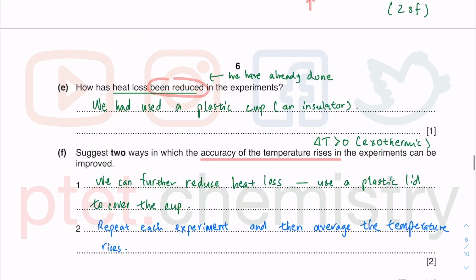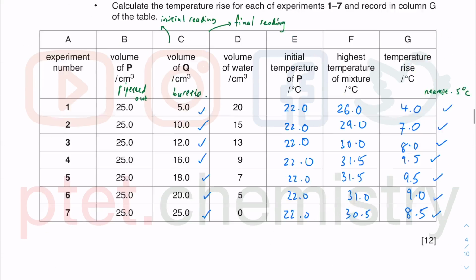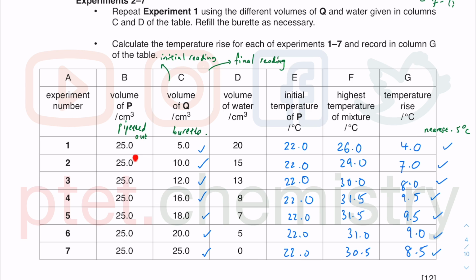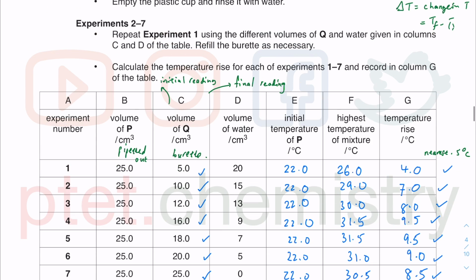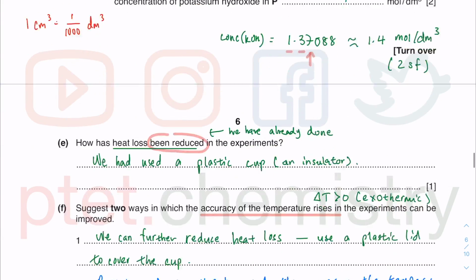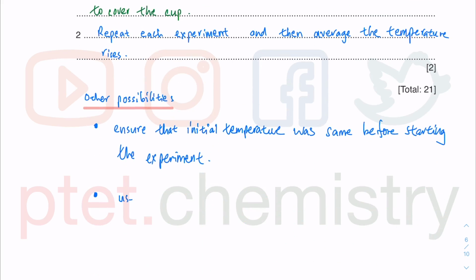So earlier, remember that we had used a burette to measure the volume of Q. We use a burette here, but the volume of water was measured using a measuring cylinder. If you think about it, we have tried to be accurate with the volume of Q, but then we have used a measuring cylinder, which is way less accurate than a burette, to measure the volume of water. So to get a more accurate volume of water, we could have used a burette to measure out the distilled water as well. So there's another one. Use a burette to measure the volume of the distilled water.